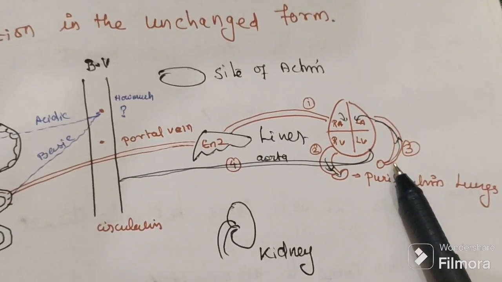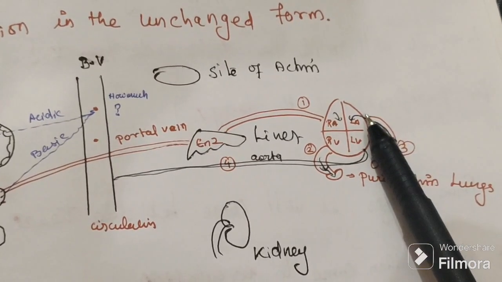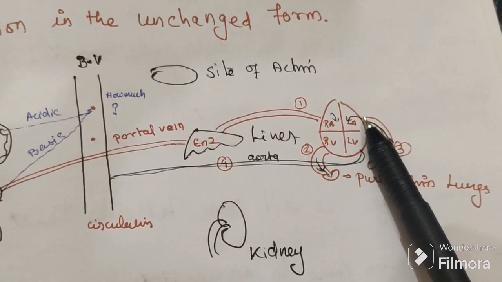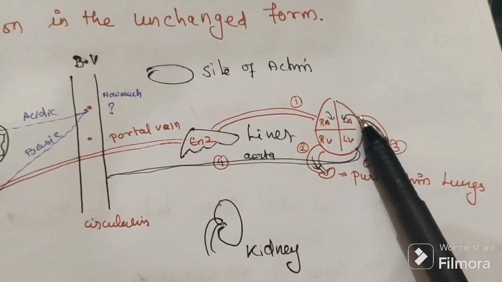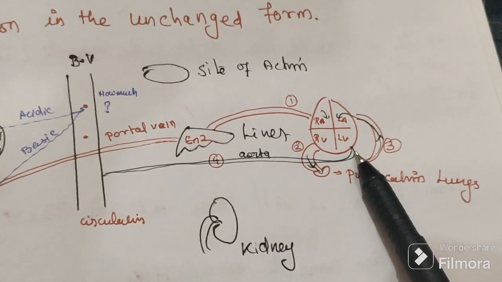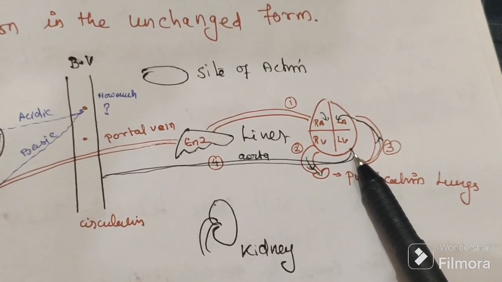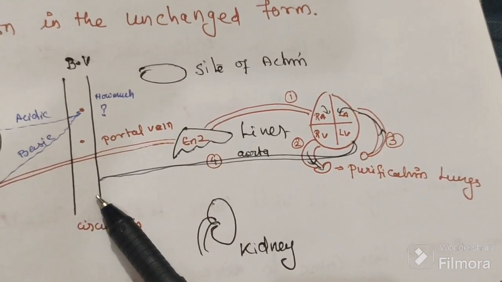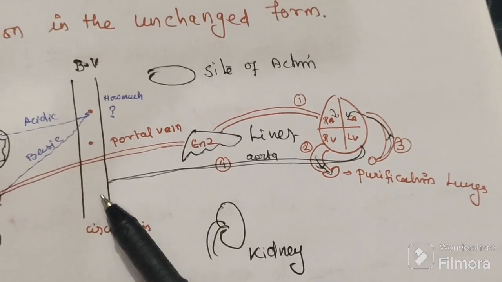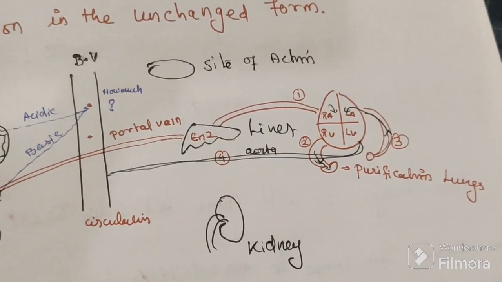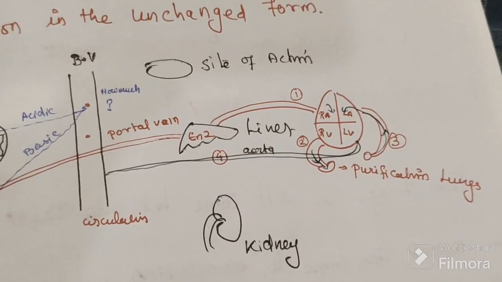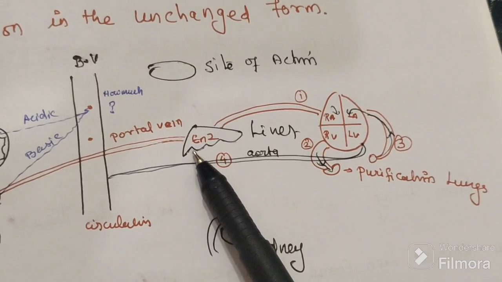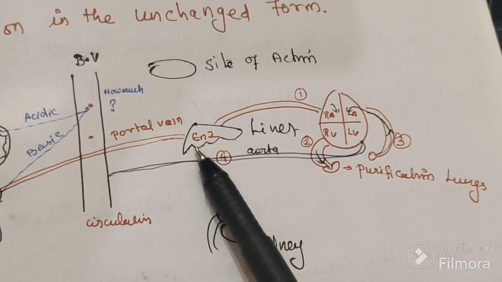From the lungs, it goes to the left side of the heart. From the left side of the heart, it comes out through the aorta. Then it comes into the blood vessels. This is the aorta, this is the circulation. So it is coming to the aorta via the liver, and the liver contains some enzymes.